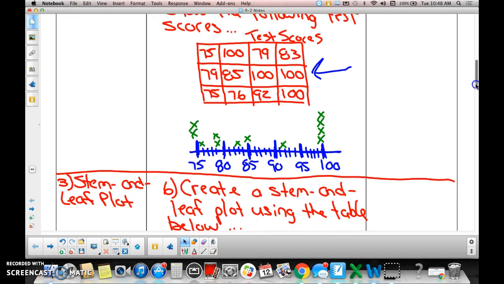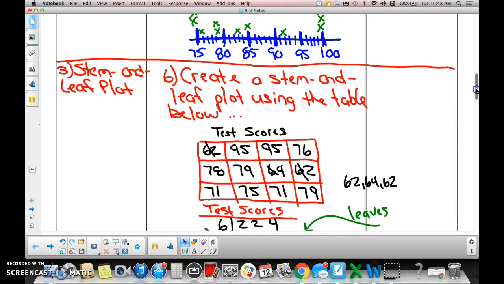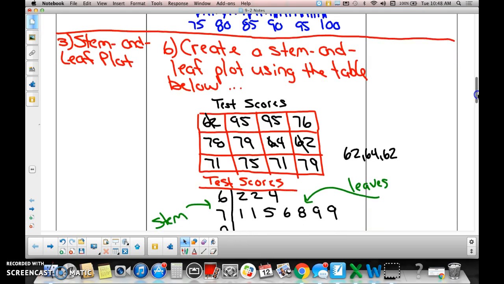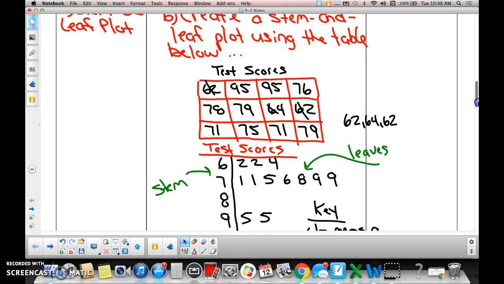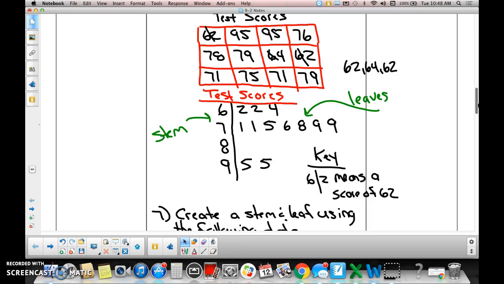Stem and leaf plot. Give me a couple of things to remember when making a stem and leaf plot. Give me something, please, somebody. What must you have? Haley? You always need a key. So the key says 6|2 means a score of 62 when it comes to test scores. What else, Madison? Always make your leaves go from least to greatest.